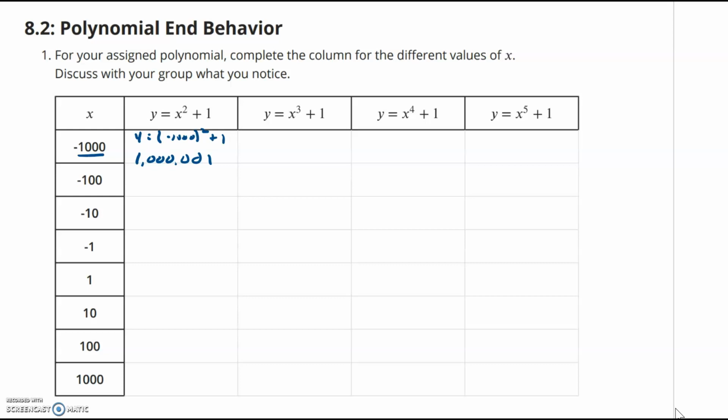So now's a good time. Pause your video, and when you come back, we will have a completed table, and we can then just discuss the numbers that we got.